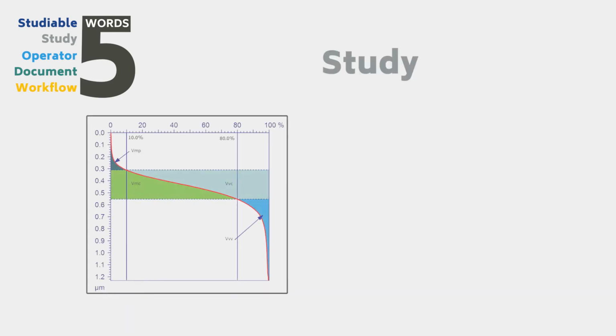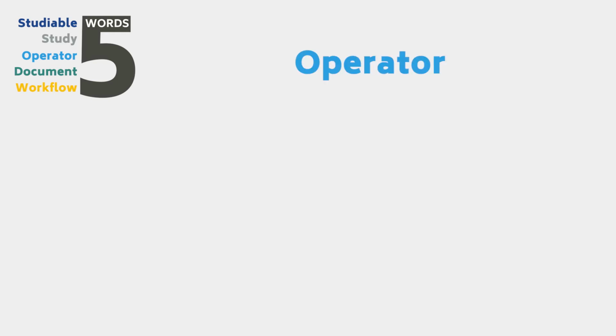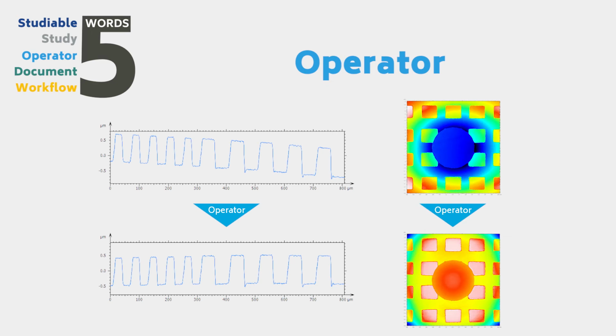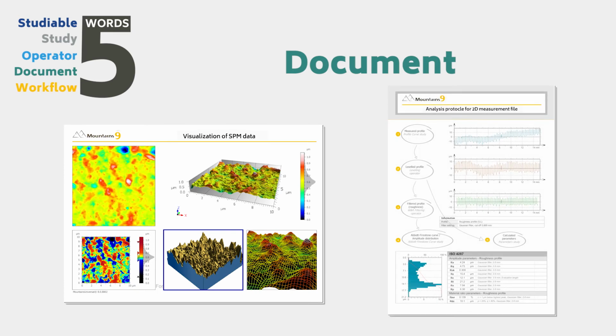A study is a frame in the document which displays data or analysis routines applied to data. An operator is a tool used to modify a studyable. Studies are shown in a document which can consist of different pages and can be edited, saved, published, or used as a template.